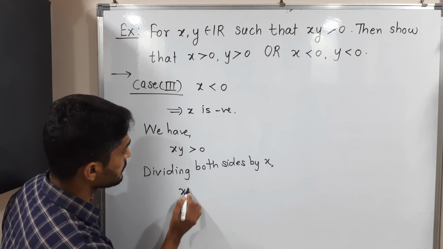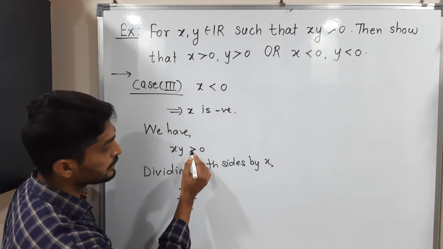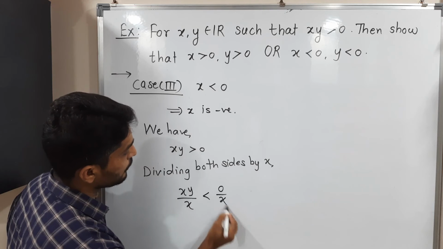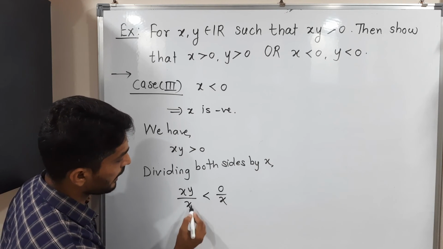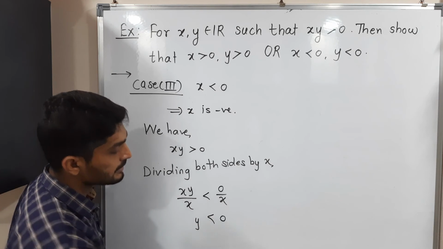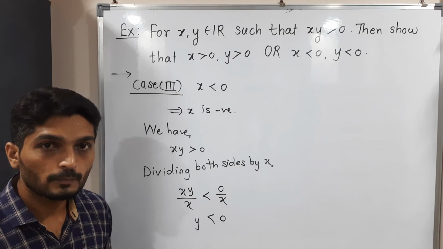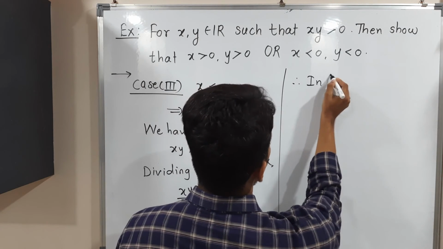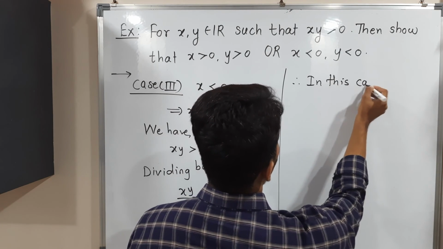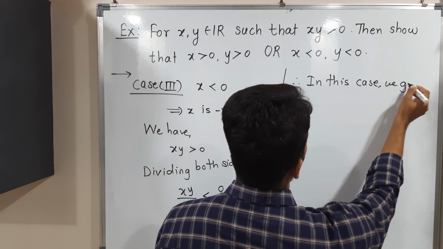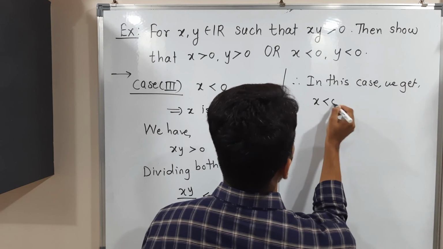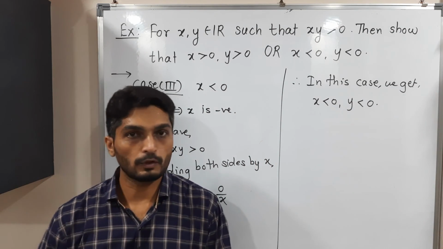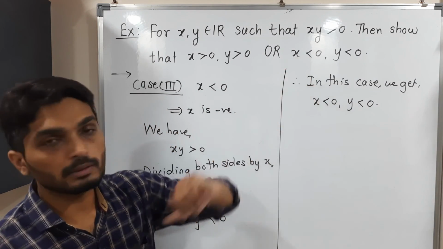So therefore xy upon x, inequality will change here. Here we have a greater than, we will have less than. 0 upon x, x will get cancelled. So y less than 0 upon x is 0. So we got y less than 0, right? Therefore in this case we get x less than 0 and y less than 0, right? In second case we got both of them are positive, and here we are getting both of them are negative.